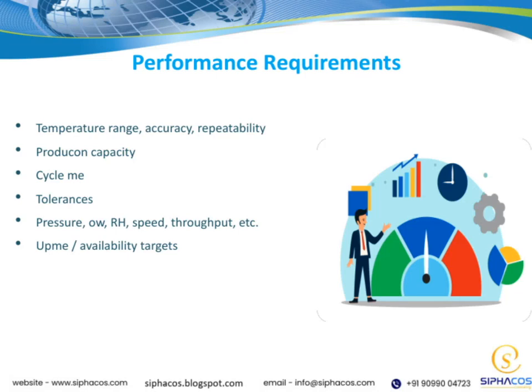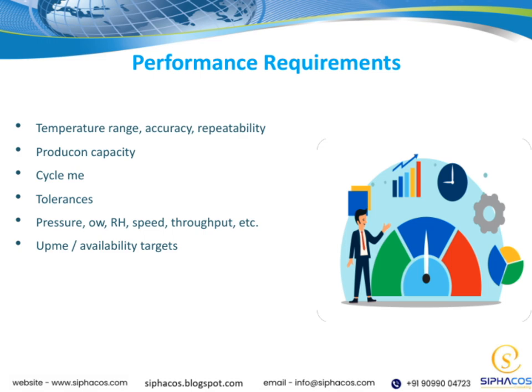Let's now look at some of the key performance parameters we need to consider. First, temperature range, accuracy, and repeatability are crucial because they directly impact the quality and consistency of our process. Maintaining precise temperature control ensures reliable results over time. Next, we have production capacity, which tells us how much we can produce in a given timeframe. Understanding cycle time is also essential.